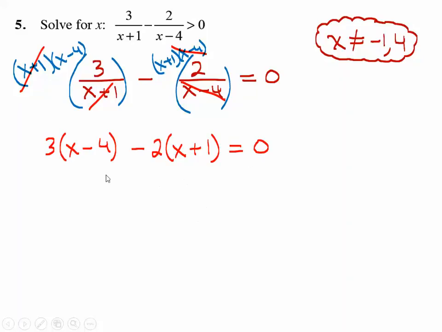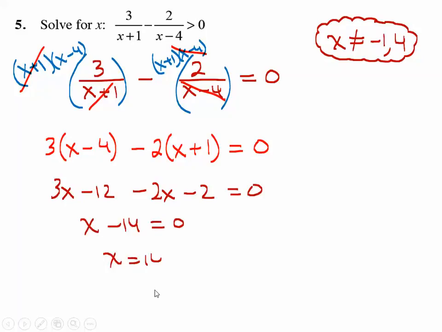Again, set equal to 0. Simplifying this, right? So 3x minus 12, how about a minus 2x minus 2? And so eventually, how about we wind up with adding 14 and gives us x equals 14.